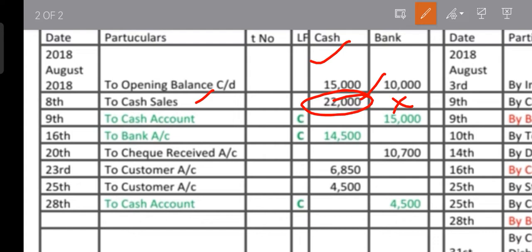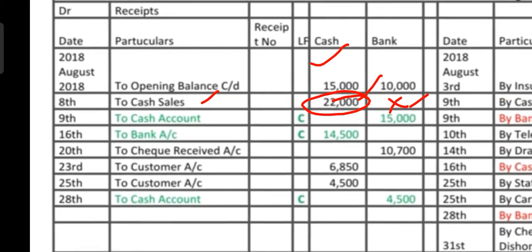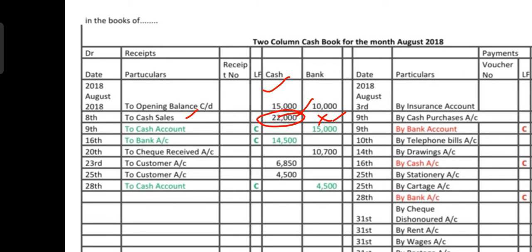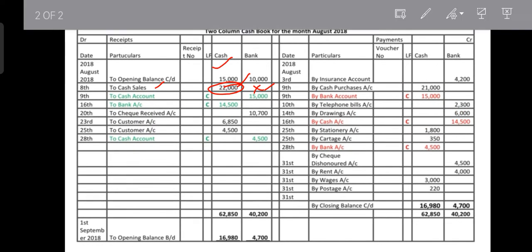If any receipt is received in the form of a crossed check, then the check is deposited into the bank, and you need to record that in the bank column only. So this is the one extra piece of information you should keep in mind at the time of receipt, either in the form of cash or in the form of check. Here cash sales have taken place, cash received 22,000, that we recorded under the receipts side.